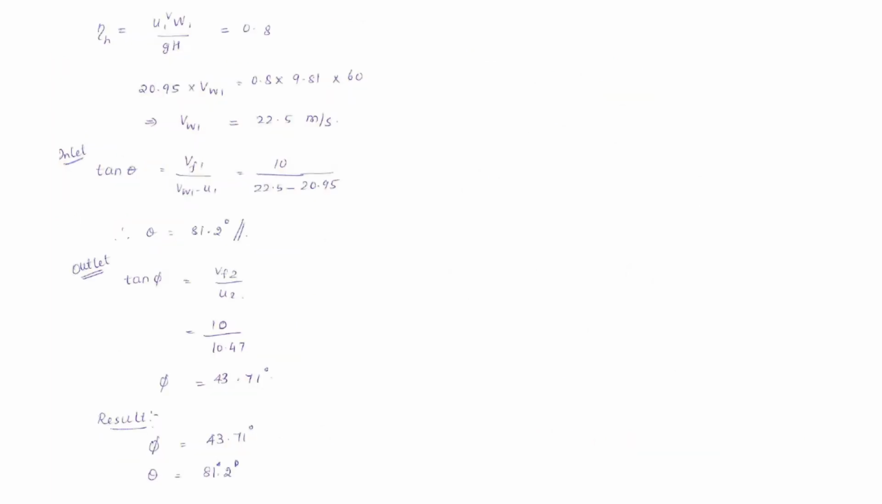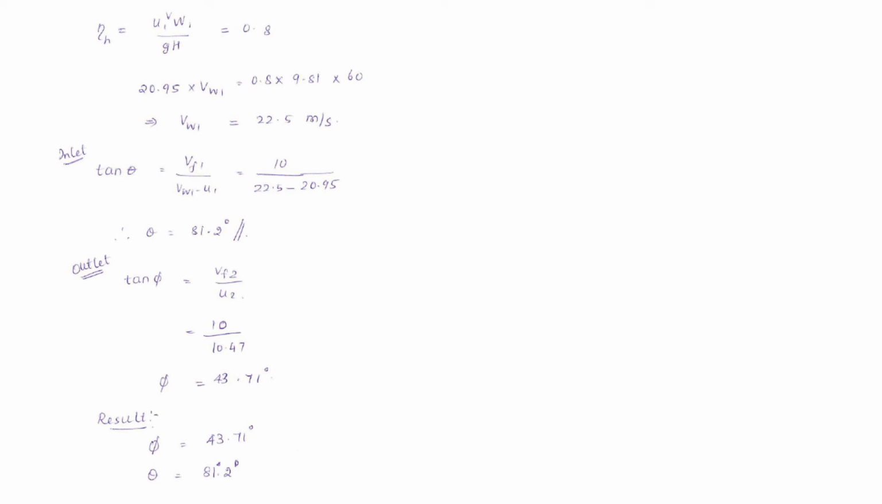The next step is we have to find the unknown value Vw1. How to find Vw1? For that only they have given hydraulic efficiency. We know the formula eta h is equal to 1 by gh into u1 Vw1. In that Vw1 is the only unknown value. So substitute all other remaining values. Eta h they have given, h is given, u1 also you have to substitute and find out the answer. Vw1 is equal to 22.5 meter per second.